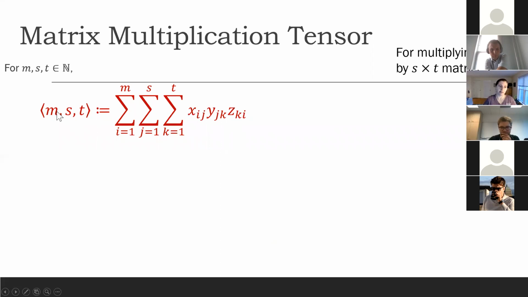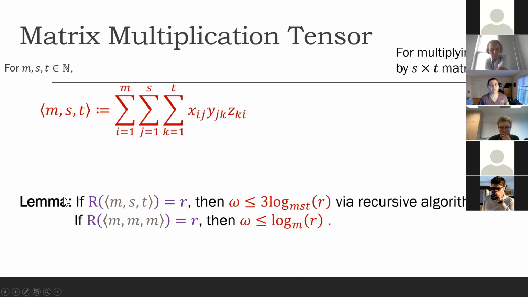Here's the matrix multiplication tensor for m by s by s by t. And we care about tensor rank because if we have a bound on the rank of an m by s by s by t tensor, and let's say it's r, then we immediately get a bound on omega. We get that omega is at most 3 times log base mst of r. The way it works is a recursive algorithm, which I'll give you in a second. And if m equals s equals t, then this 3 can go away.